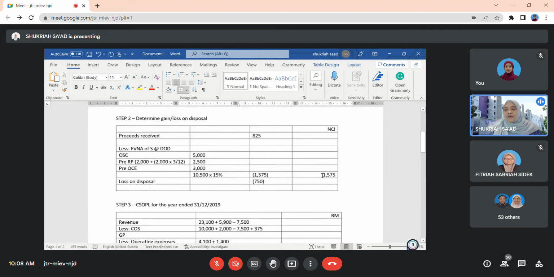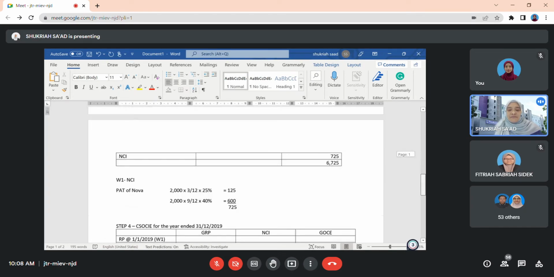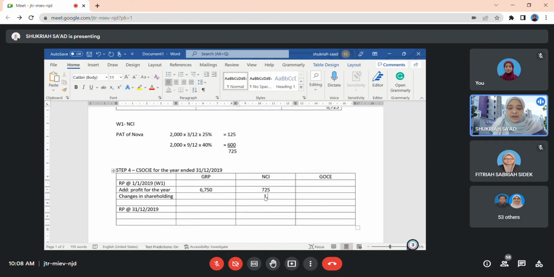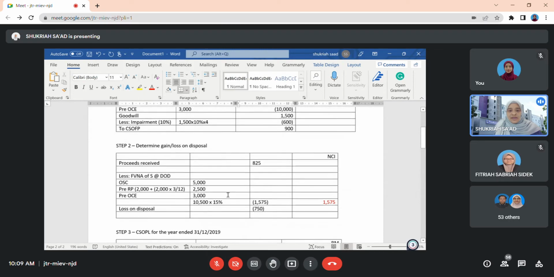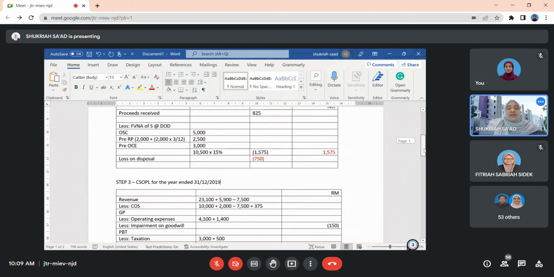This one 1575. This is positive, increase in NCI. Bila kita dispose controlling interest, NCI will be increased. So 1575 dekat sini. Satu lagi kesan daripada step number 2 tadi adalah kita dapat loss. Ni loss on disposal 750. So loss ni will be treated as equity. Dia tak masuk dalam SOPA. Dia adalah item OCI. So you should be minus from other component equity.